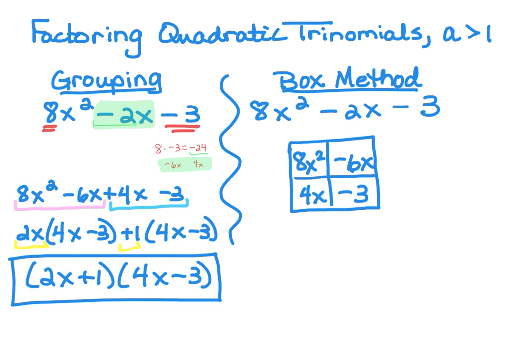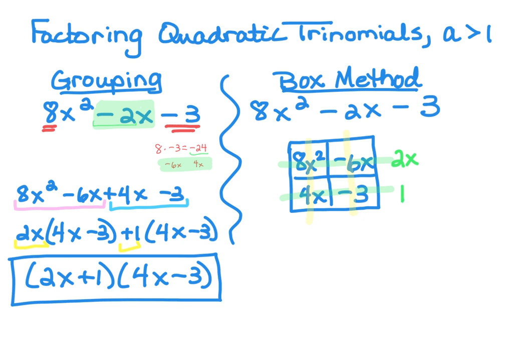Once you've got your box set up, then you're going to do 4 GCFs. You're going to do 2 GCFs going horizontally, and you're going to do 2 GCFs going vertically. And so your two horizontal GCFs, look at the 8x squared and the minus 6x. 8x squared and minus 6x have a GCF of 2x. And then I'm going to look at the bottom row, the 4x minus 3. There's no GCF there, so you have to write a 1.